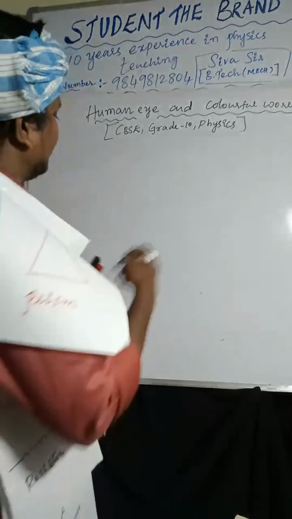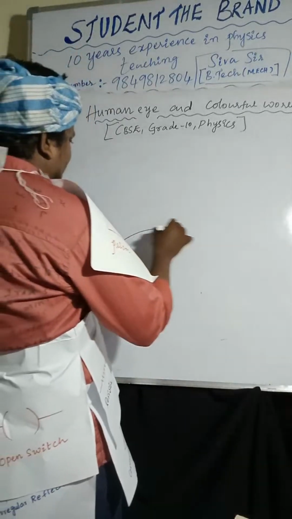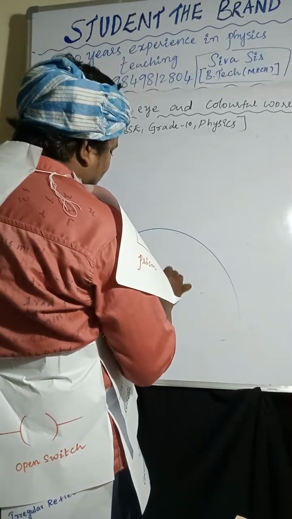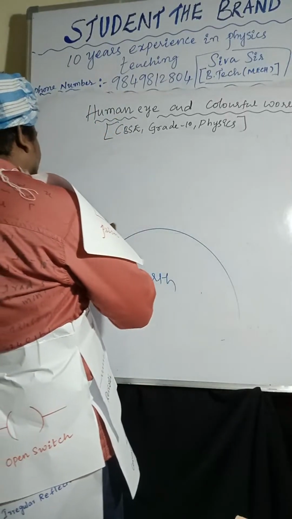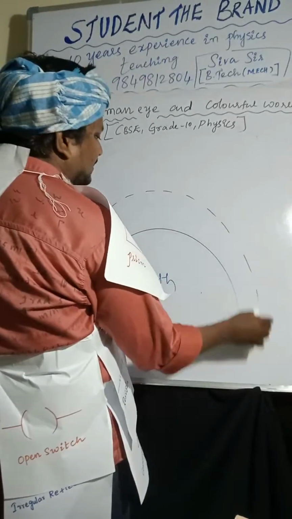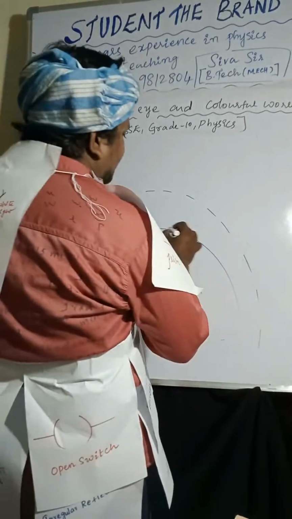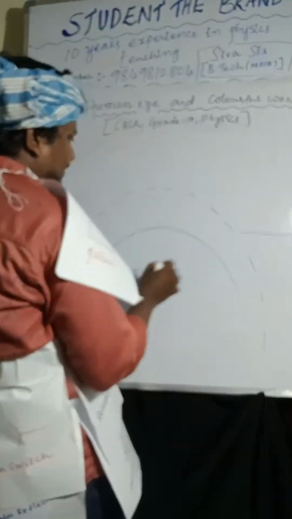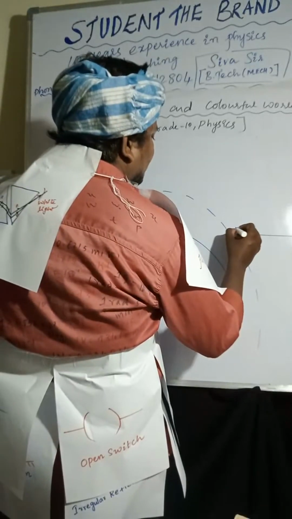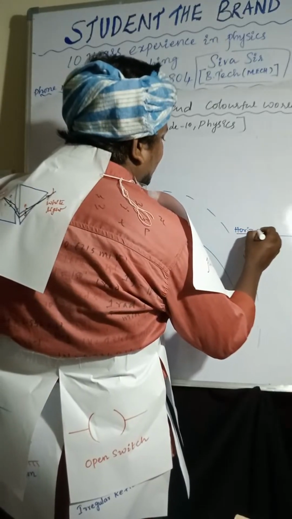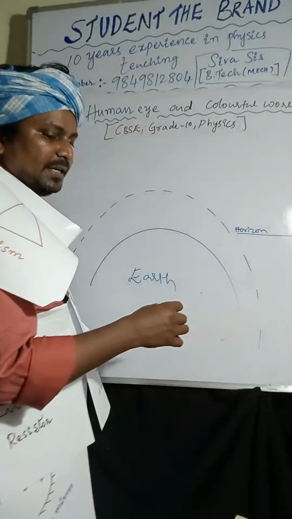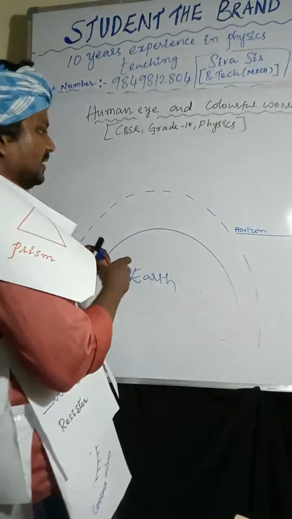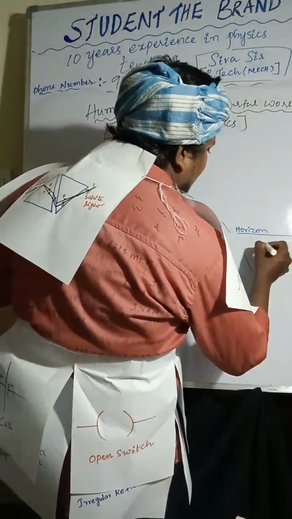So I'm considering this as the Earth. This is the Earth. This is about advanced sunrise and delayed sunset. Here I'm taking the origin. This is the origin. Below, I'm considering the sun. This is the sun.